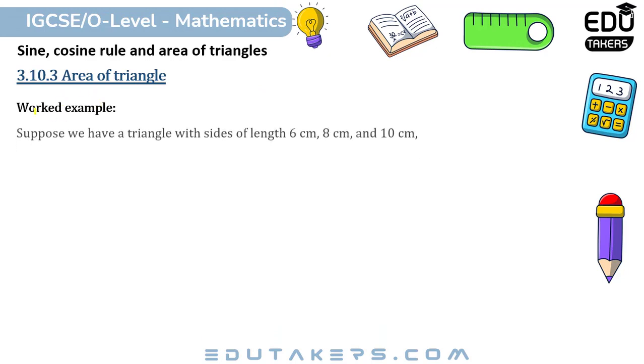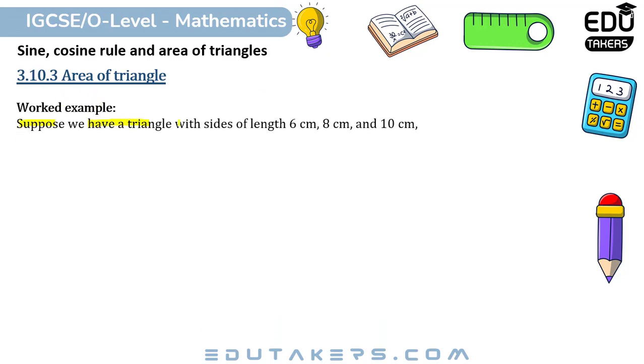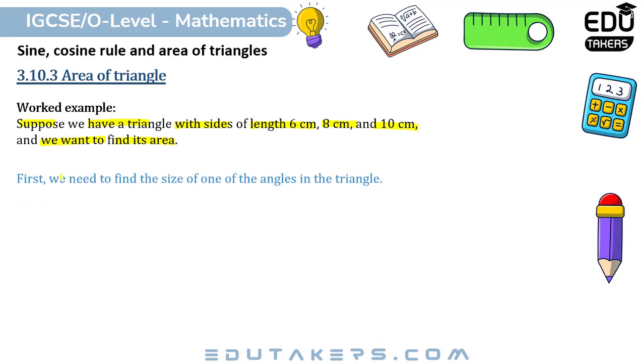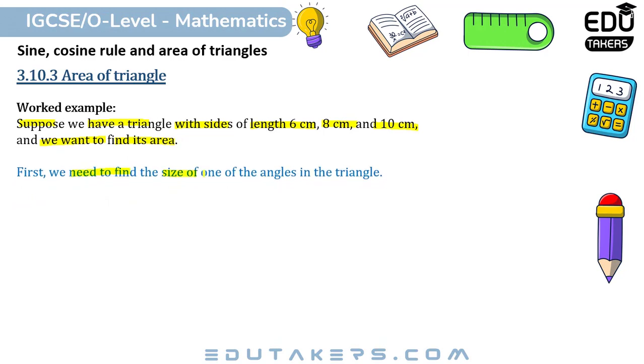Worked example. Suppose we have a triangle with sides of length 6 cm, 8 cm and 10 cm and we want to find its area. First we need to find the size of one of the angles in the triangle. We can use the law of cosines to do this.